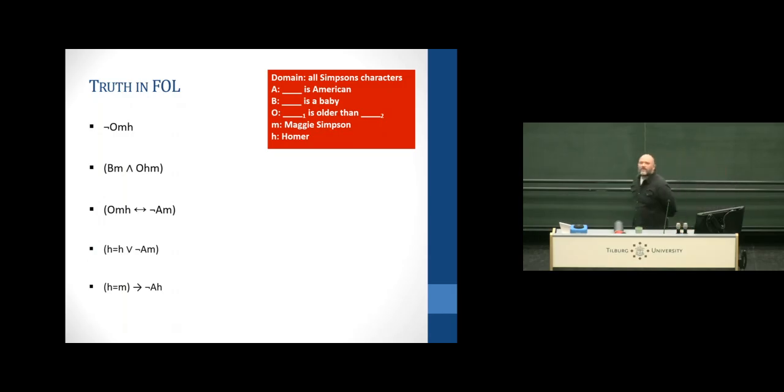And finally, our last one. Is our last sentence here going to be true or false on this interpretation? So what's the main connective of our last sentence? It's the conditional, right? And is our antecedent true or false? It's false, right? Homer and Maggie are not the same objects in our domain. And what's the truth value of a conditional with a false antecedent? It's always true. So in this case, we see the antecedent's false, bang, we know that it's true.